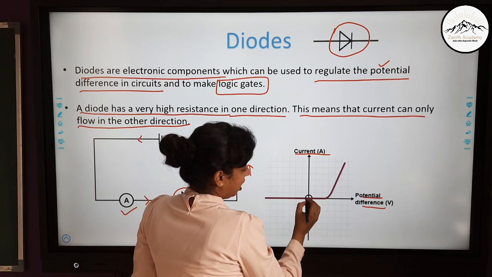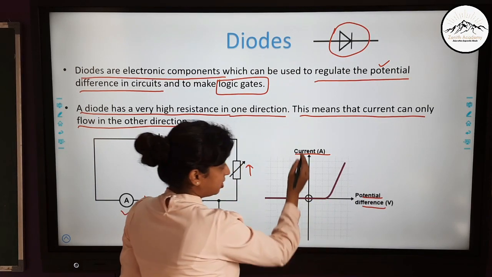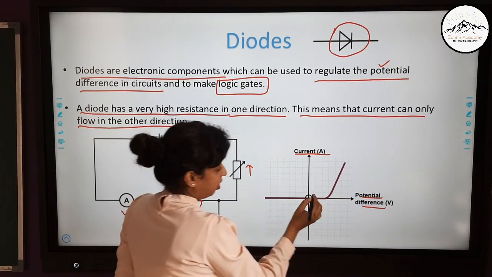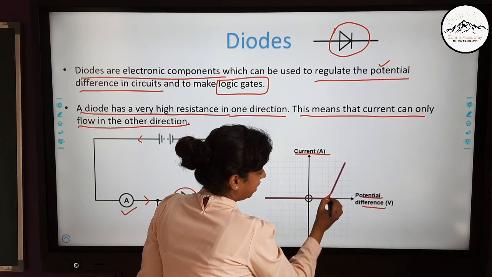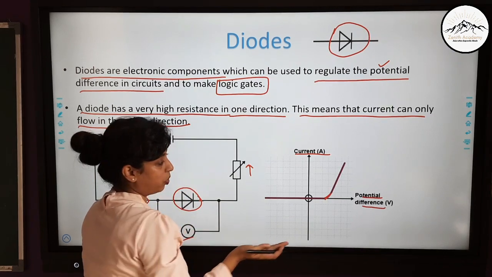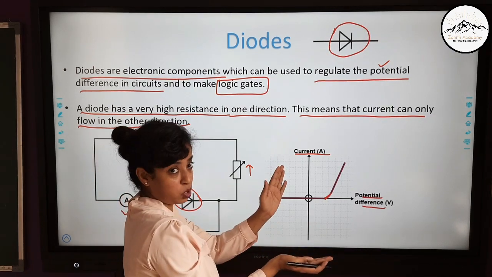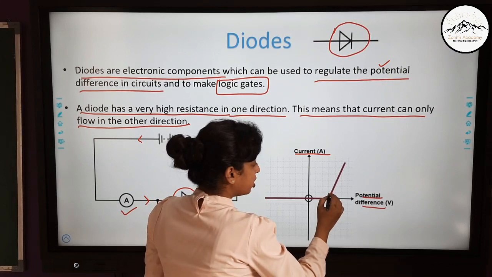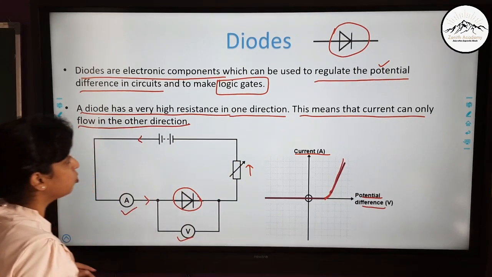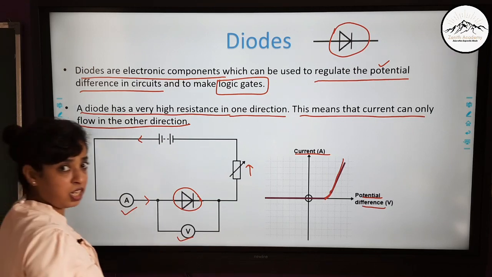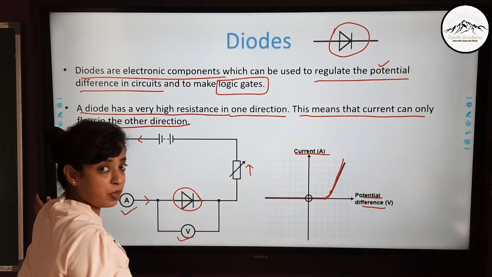Initially there is practically no increase in current when potential is increased. Then slightly here you can see some sort of linear relationship. That is, when potential is increased, current keeps on increasing. Then when potential is increased further, the current increases very drastically. So there is a relationship, but this relationship is not linear.